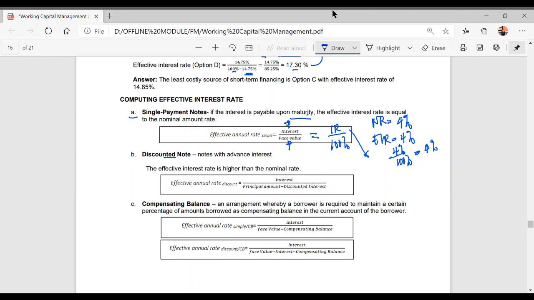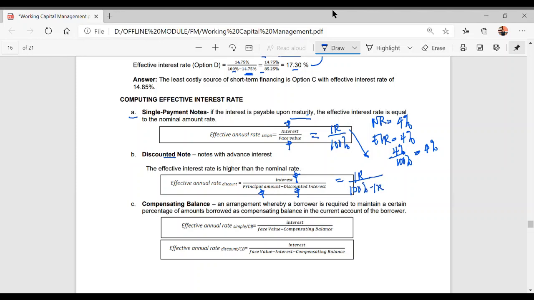Next is if it is discounted note. So, that's a note with the advanced interest. The same with kaning sa ibabaw. So, that's interest, that's in peso, and the principal amount in peso, and discounted interest in peso. So, if we're going to compute this using a percentage, so this would be equivalent to interest rate over 100% minus the interest rate. Okay, so nga na siya.